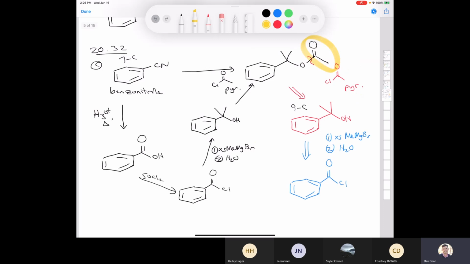So acetyl chloride, this compound, I'll draw it in green here. You can assume that you would always have that as a reagent. It's a very common reagent in organic chemistry. It's a liquid at room temperature, cheap. So yeah, there you go.